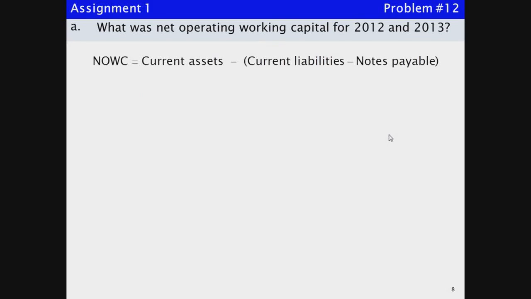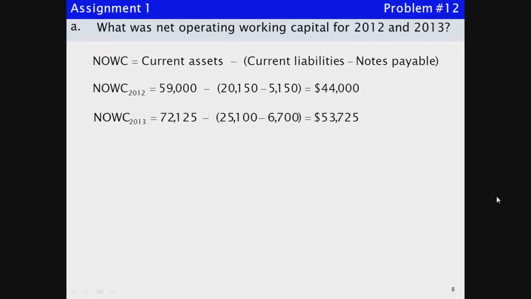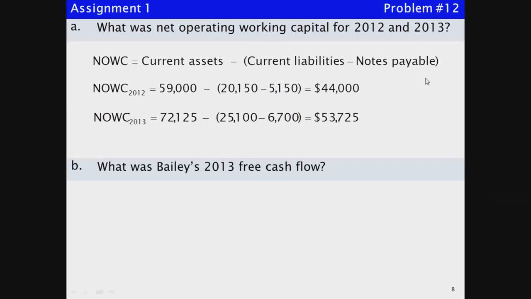I don't think you need me to scroll back and show you where all those numbers come from. They all come from, I will scroll back. They come from these items in 2012, 2013. Here are your current asset amounts. Here are your total current liability amounts. And here are the notes payable that we are subtracting out of the current liabilities. Okay, so that's where we get the net operating working capital for 2012, 2013. And now we're asked to compute the free cash flow for Bailey for the year 2013.